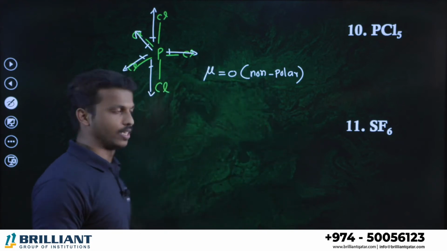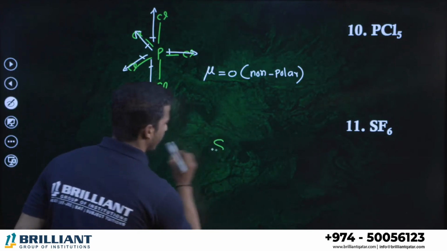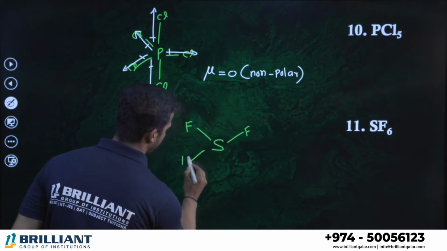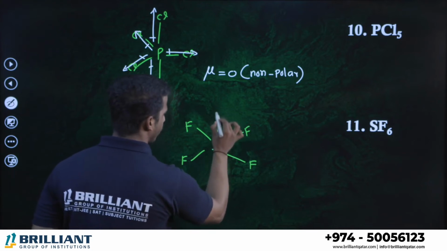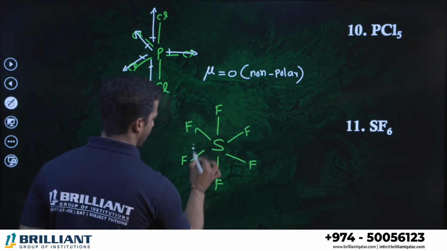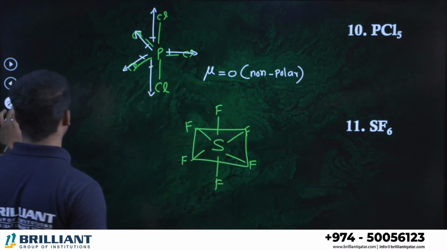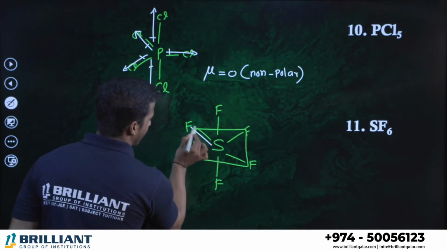Next one, SF6. What is the geometry of SF6? Sulfur 1, 2, 3, 4. Square, one fluorine above, one fluorine below. Square bipyramidal or octahedral, right? Square bipyramidal is also called what? Octahedral geometry. Let's see. Fluorine is the most electronegative element, no problem.